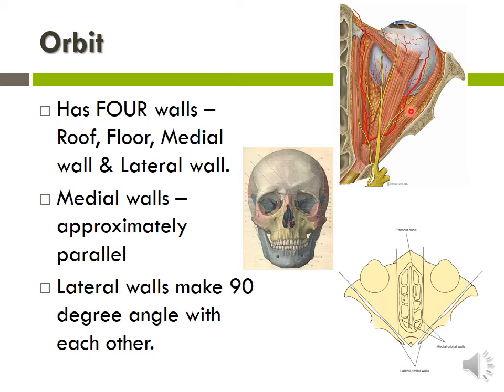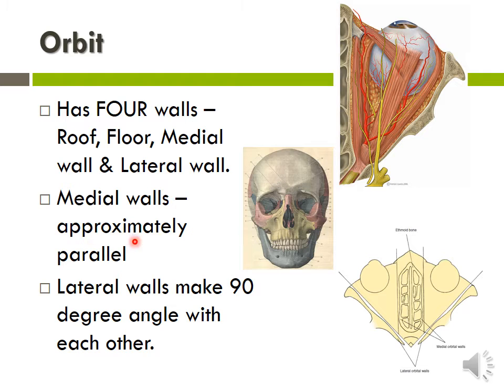Now if you can imagine this picture, we are seeing it above the cranium and the cranial part is cut. That is why we are able to see the eyeball. That means we are looking from here and this part is removed. So we are seeing it from the upper portion. So this view is a superior view. And what are the features of these walls?